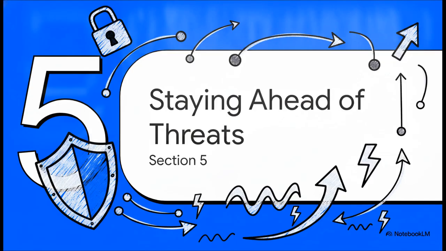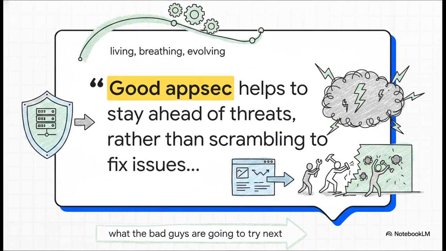Section 5. Staying ahead of threats. I really want to highlight this fantastic quote directly from Yusuf DM. He says, "Good AppSec helps to stay ahead of threats rather than scrambling to fix issues once they've already caused damage." And this brilliantly illustrates the entire philosophy of modern application security. It's not just some checkbox you mark off before launch. It is a living, breathing, evolving, and continuous posture. As your application grows and adds new features, your security practices have to evolve right alongside it to anticipate what malicious actors are going to try next.